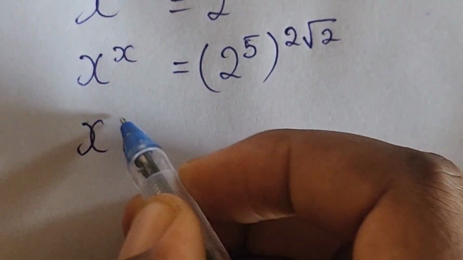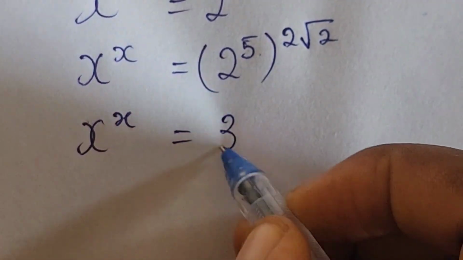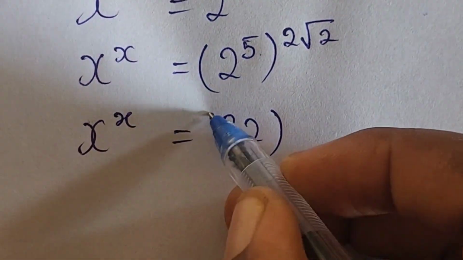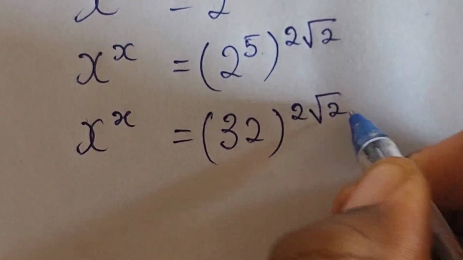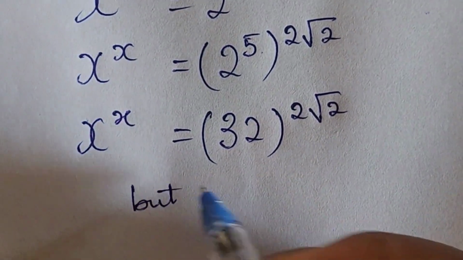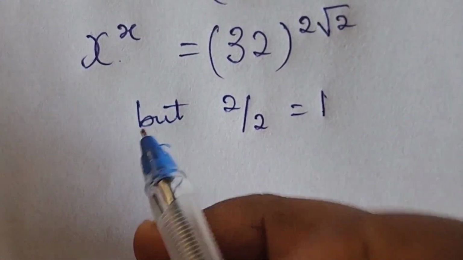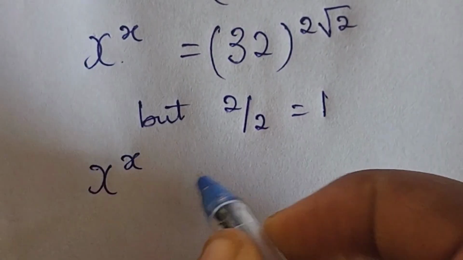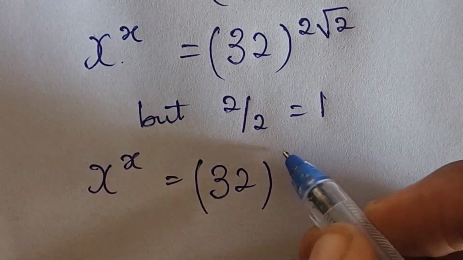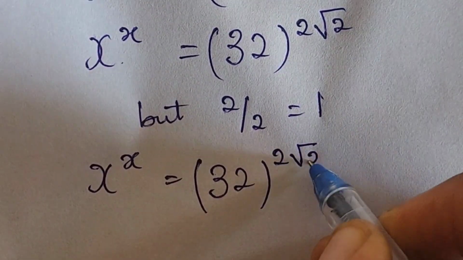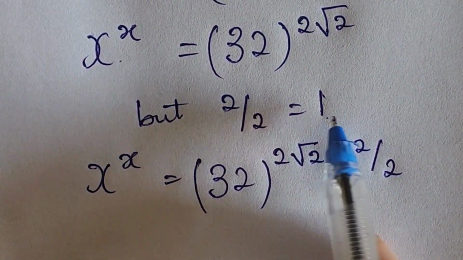Resolving this, we have x to the power of x to be equal to 2 to the power of 5, which is 32, all to the power of 2 root 2. But let's recall that 2 over 2 is equal to 1. So we have x to the power of x is equal to 32 to the power of 2 root 2 times 2 over 2, which is equal to 1.